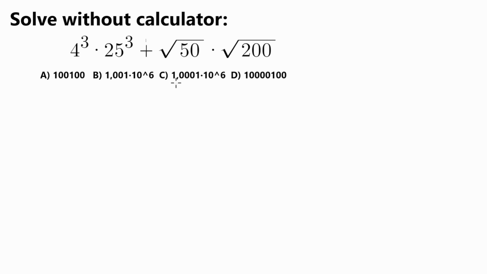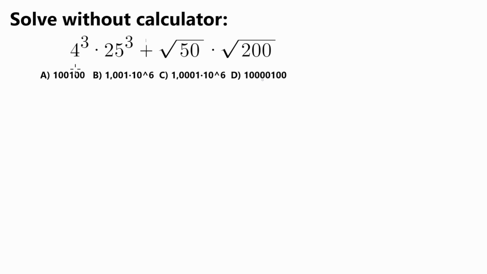C, 1.0001 times 10 to the 6th power, or D, this long number here, okay? So we want to solve this problem without a calculator. So let's start it. So what do we want to do first?